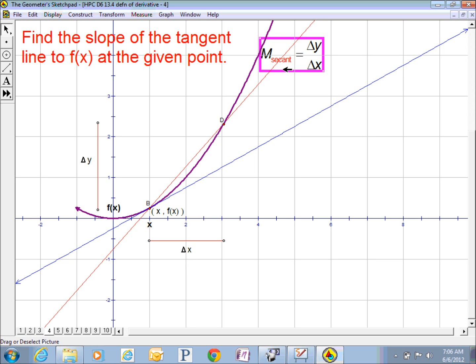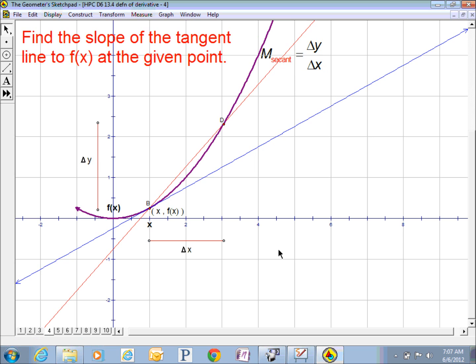The coordinates of point D, again, we're working toward finding the slope of my secant line up here on the top. I knew this x coordinate a little while ago, and then I added this change in x to it. So in order to find the coordinates of point D, I'd take x and add change in x to it. If I wanted to find D's y coordinate, I'd take f of x and add change in y to it.